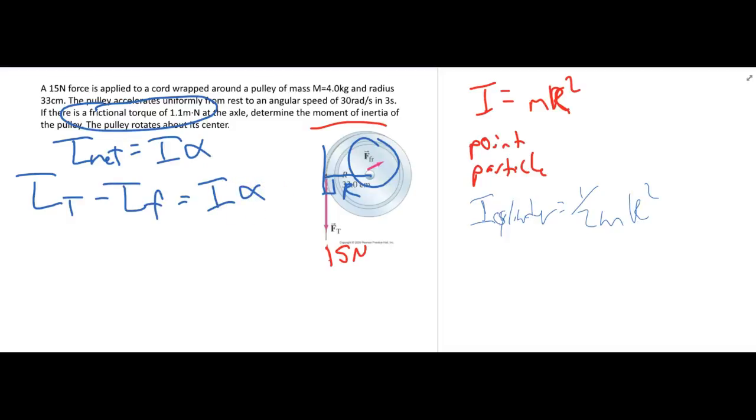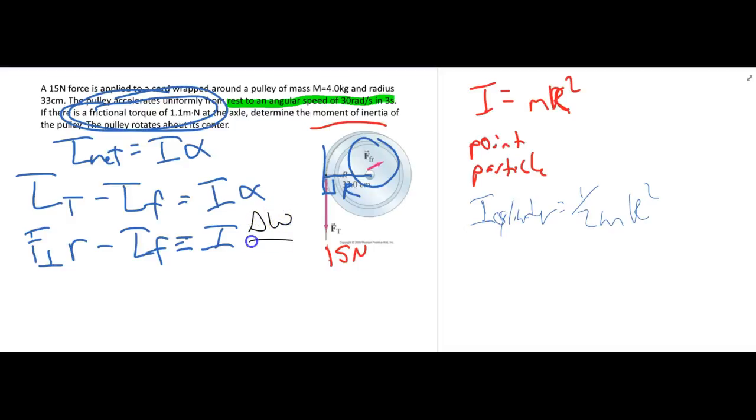Okay. I could plug some variables in. I know this force is parallel to R, minus, well, I know the torque due to friction. That's what I have circled here, a number. I'm looking for I, then I have to solve for alpha. Well, here it says from rest to an angular speed in 3 seconds. That's a handy equation: the change in omega over t. So now I should be able to plug in all my numbers.